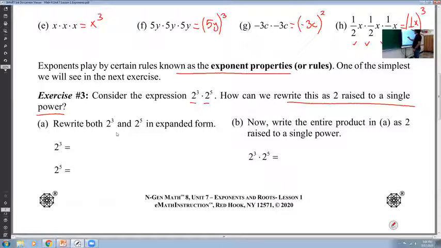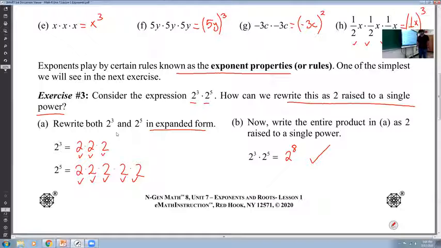All right, 2 cubed. Write this one in expanded form: 2 times 2 times 2. How about this one? 2 times 2 times 2 times 2 times 2. All right. How many 2s do I have in total? 1, 2, 3, 4, 5, 6, 7, 8. So what will be the answer then? 2 to the power of 8. That's it.